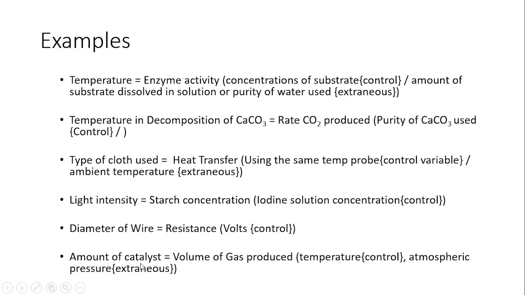In the experiment with the amount of catalyst and volume of gas produced, you would want to keep the temperature similar, but you cannot control the atmospheric pressure. When you're talking about extraneous variables, think of something that you cannot change or cannot control, something bigger than you, such as the earth, the altitude that you're living at, or the environment that you're in. Those are the extraneous variables.